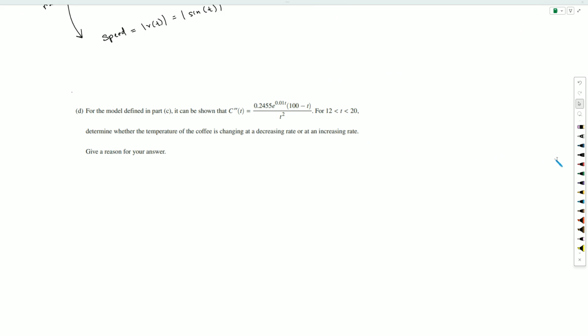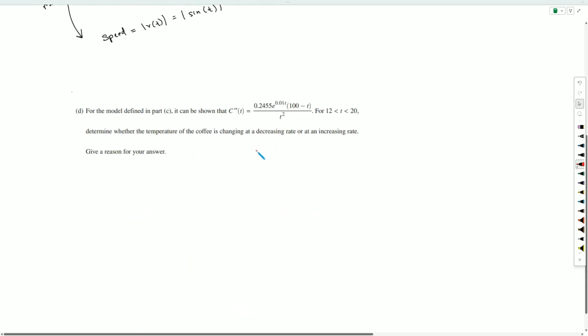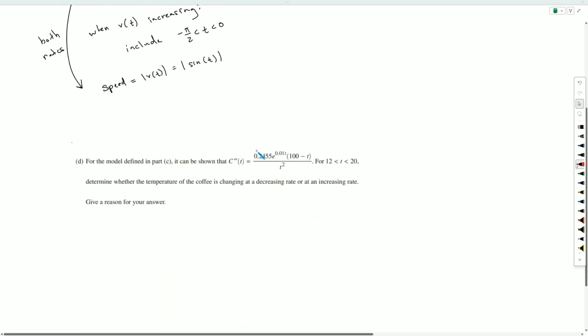Here is the wording that we're attempting to parse through. I get there's a lot of opinions, but I'm just giving you my perspective in terms of what is the core thing that we learn in calculus. So this model, we want to determine whether the temperature of the coffee is changing at a decreasing rate or an increasing rate, right?